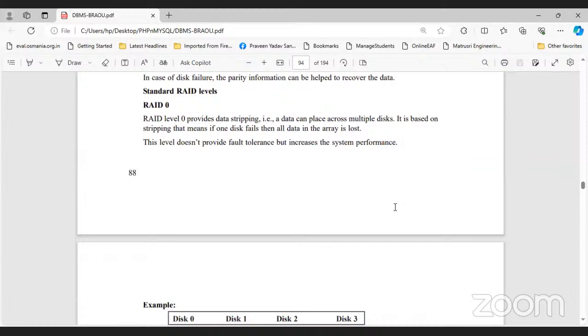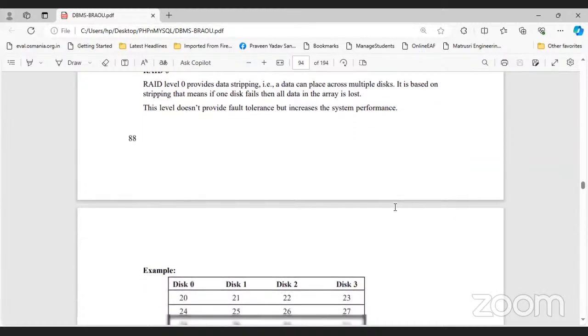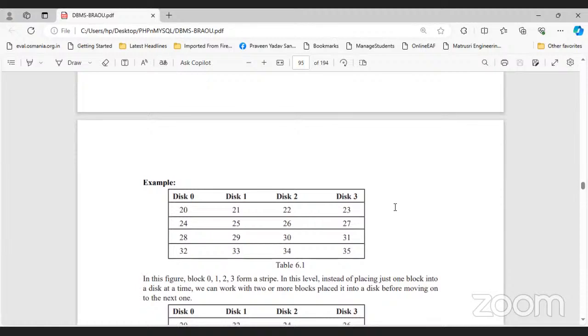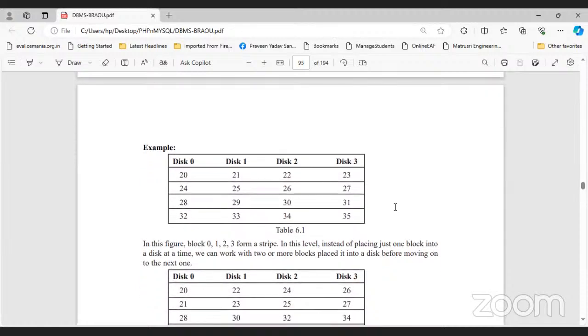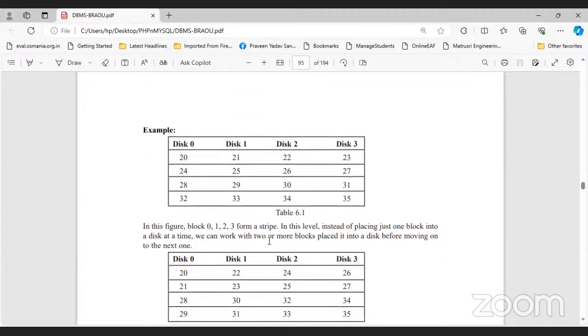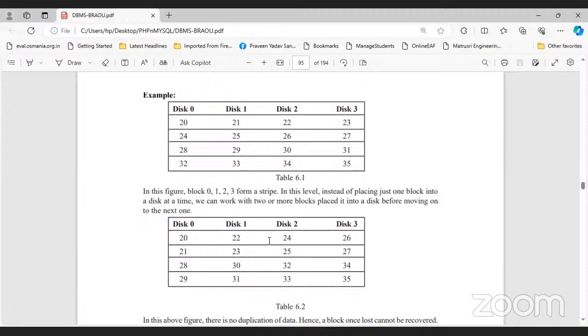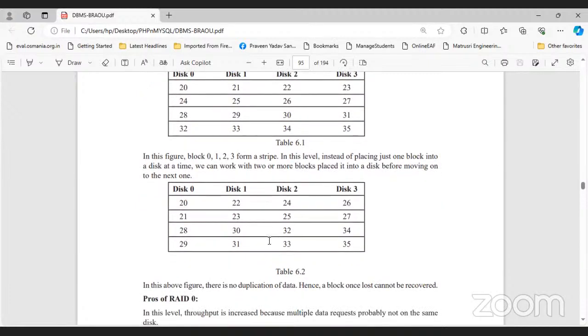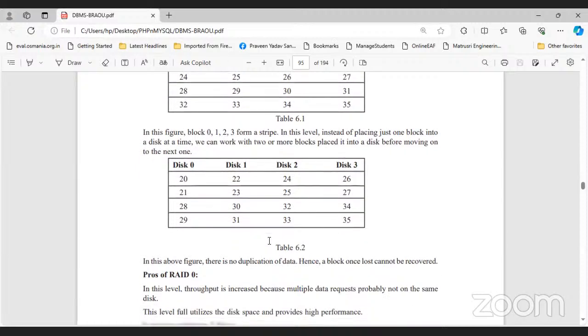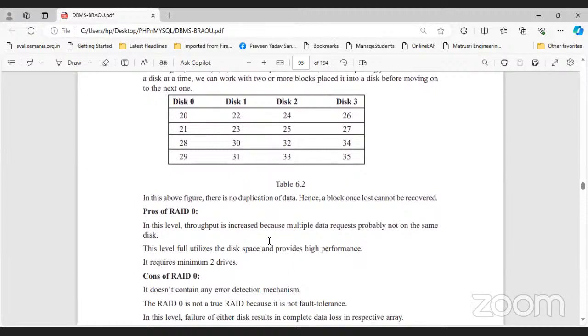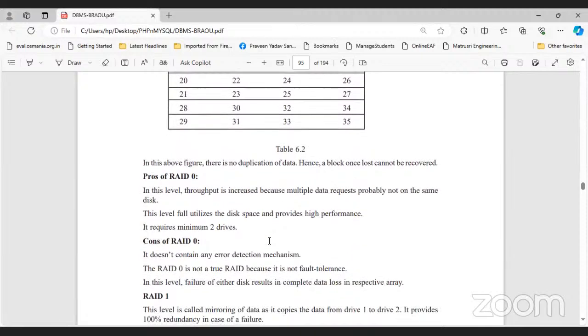It will improve the performance. See, these are three disks: disk 0, disk 1, disk 2. If you are storing 20, 24, 28, 32, 21, 25, 29, 33, again here 34, 26, 22, like this. So these are some advantages and disadvantages of the RAID 0 level.